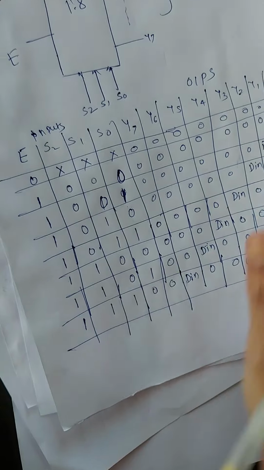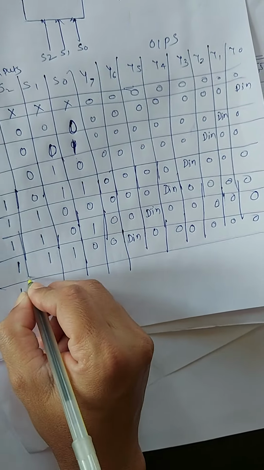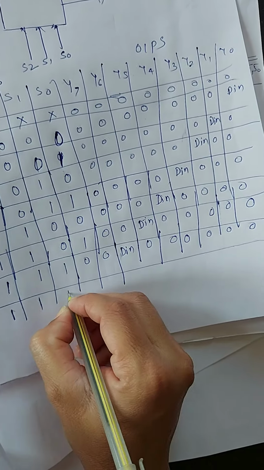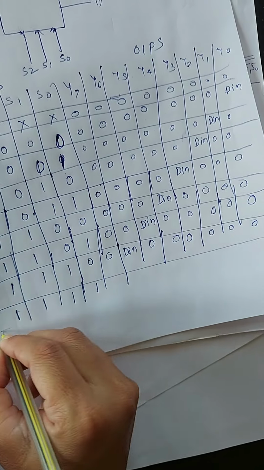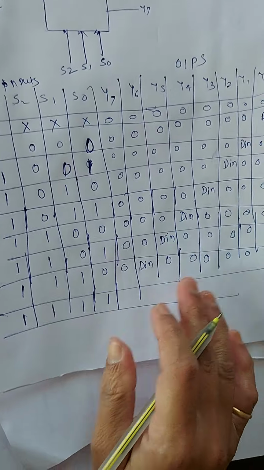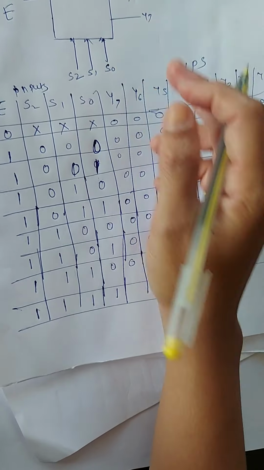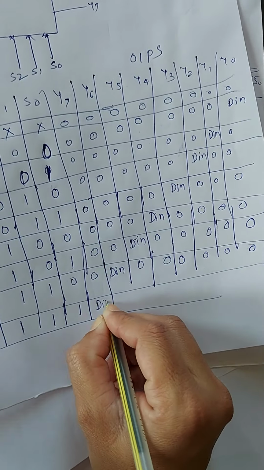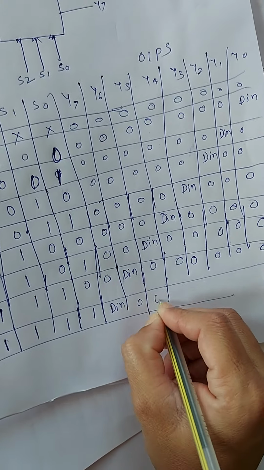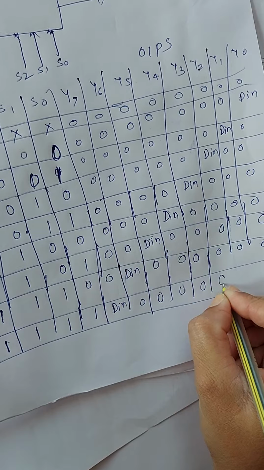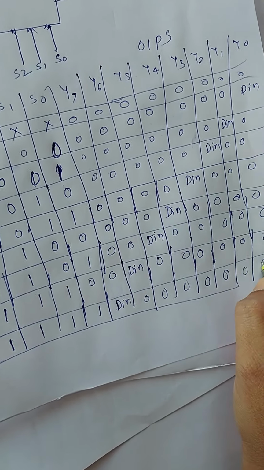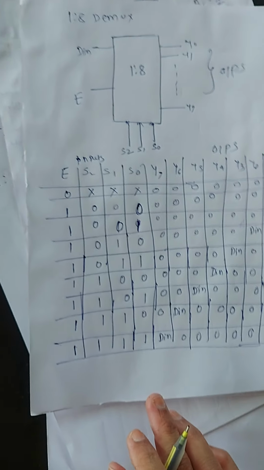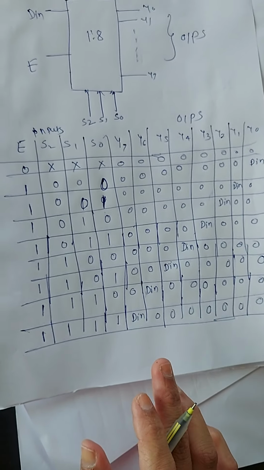Next, when enable is 1 and the select lines are 1, 1, 1, Y7 output is selected, and D in data is distributed to Y7. So here is D in, and the others are 0. This is the 1:8 demultiplexer design and its truth table.